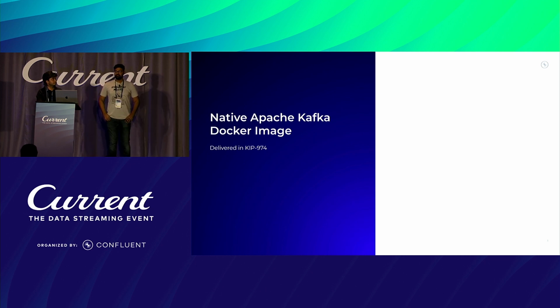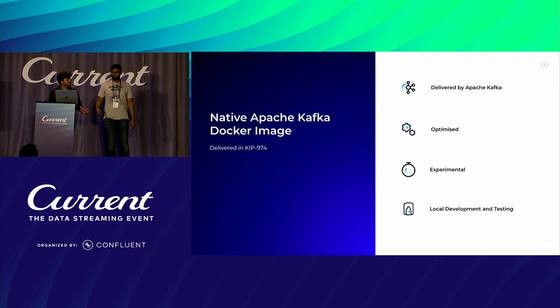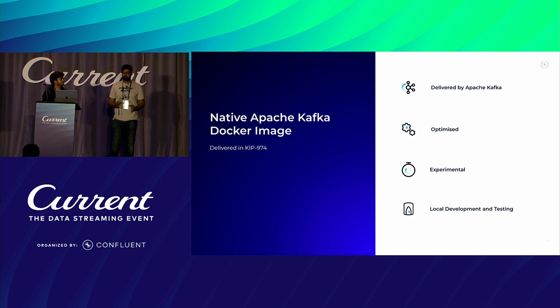All right. So the native Apache Kafka Docker image was delivered in KIP-1074. This was delivered by the Apache Kafka community. And this Docker image is highly optimized for small size, very fast startup time, and low memory footprint. Be careful that this is an experimental image. So it is not recommended to be used in production workflows, but it is ideal for local development and testing. We'll be deep diving into the details of this in further slides.